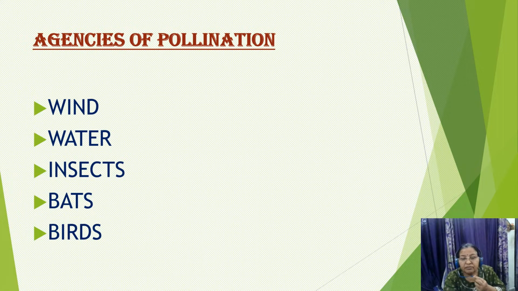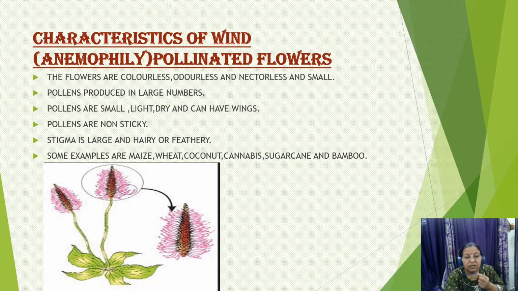The different agencies we'll discuss one by one. First is wind. It is also called, wind pollination is called anemophily. Anemophily pollinated flowers कैसे होने चाहिए? Since they are going to be released in the air, so the pollen should be light and the stigma is very hairy to receive those pollens. So pollens are very large in numbers.